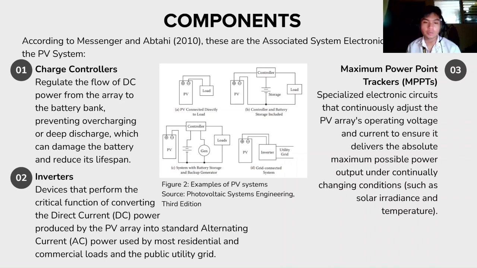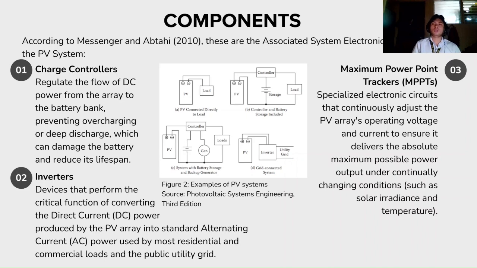The inverter is the device that performs the critical function of converting the direct current (DC) power produced by the PV array into standard alternating current (AC) power used by most residential and commercial loads. Let's say we have solar panels to produce electricity to be used in appliances in our homes, like refrigerators, microwaves, and many more. But these things use AC, not DC. And that's the job of the inverter: to convert the electricity generated by the solar panels, which is DC, to AC, which we can use in our appliances in our homes.